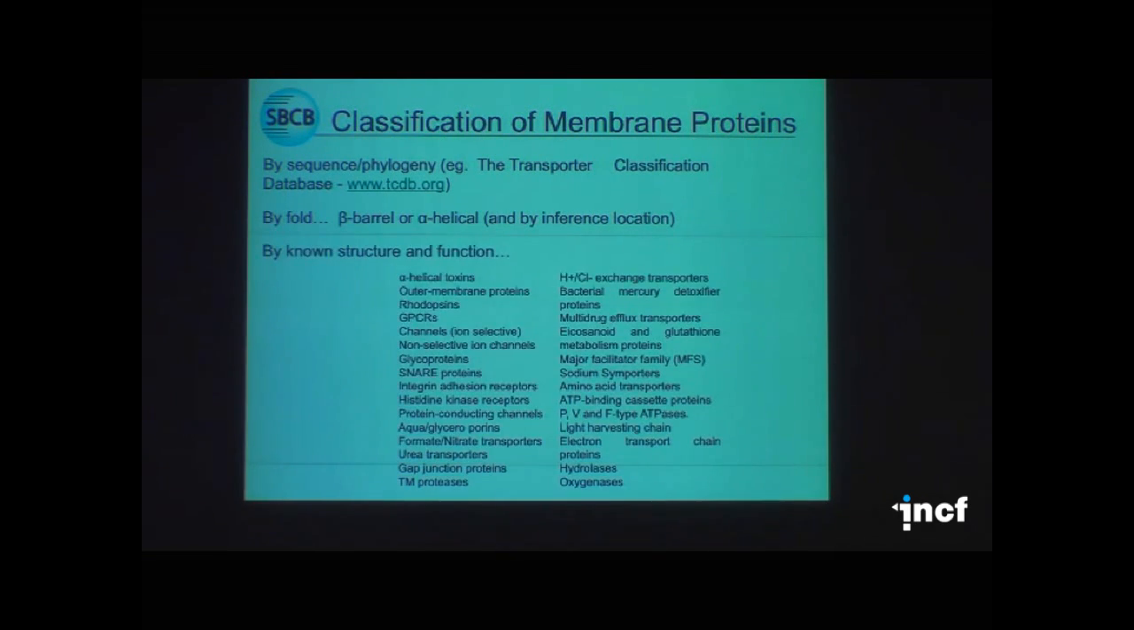But we can do a little better than that now. Recent structural progress means that we can do something a little bit more fine-grained, if you like, and we can now try to classify membrane proteins by their known structure and their function. And this is just an example subset of what we can do now.